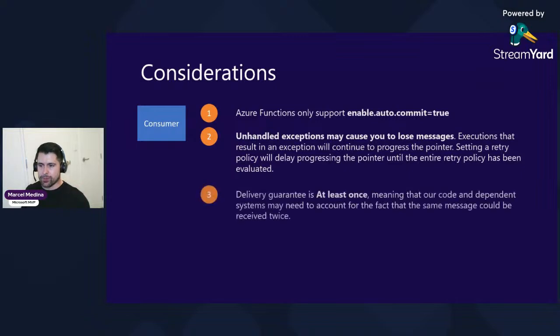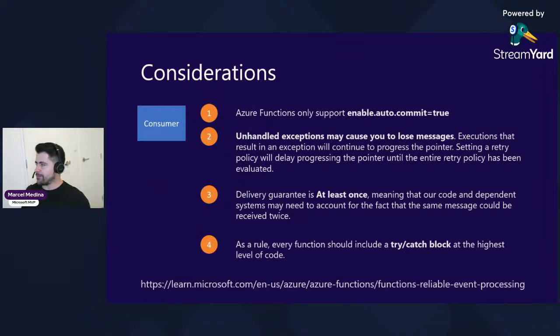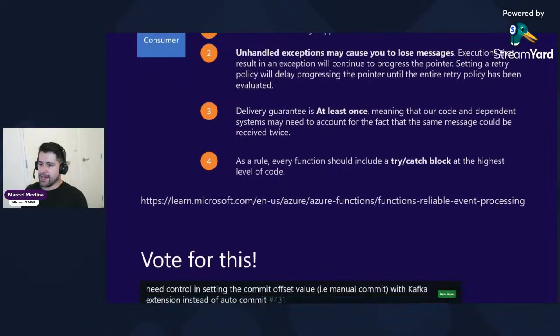So, on exception handling, delivery guarantees are at least once, right? So you could have duplications. That's an important consideration here, okay? Meaning that our code and independent systems may need to account for it, because if you're not bothered about duplication, fine. But you may need to account for the fact that the same message could be received twice. As a rule, every function should include a try catch block at the highest level of code, so that any exceptions happening there, you have a way of handling. Part of the function's reliable event processing link.